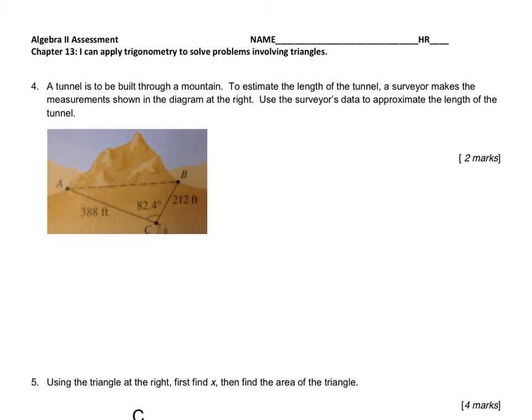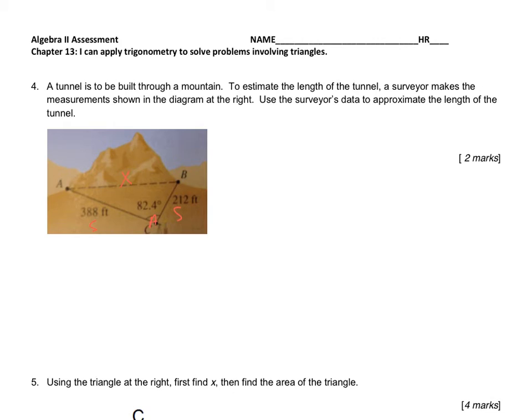A tunnel is to be built through a mountain. To estimate the length of the tunnel, a surveyor makes the measurements shown in the diagram at the right. Use the surveyor's data to approximate the length of the tunnel. So they give us side, angle, side, and we want this side across from it. So when we don't have an angle and a side from the same set, we don't have capital A and little a, we don't have capital B and little b, we're going to have to use law of cosines.